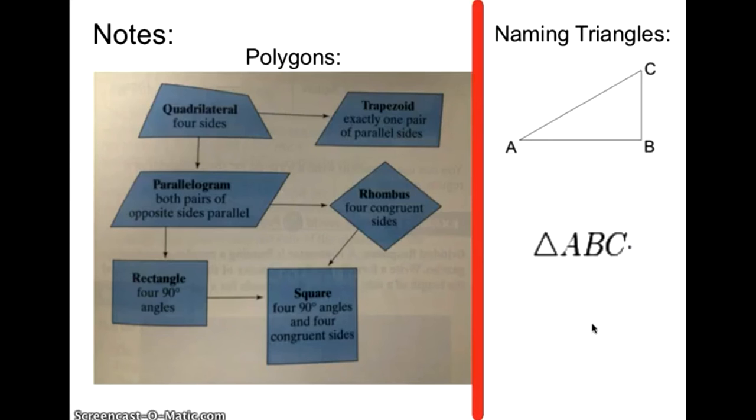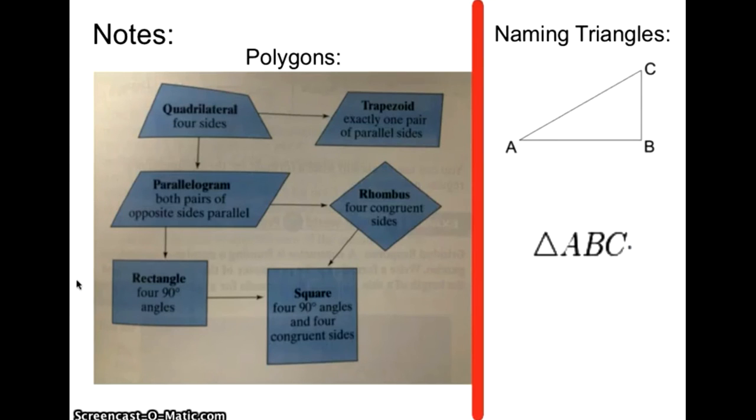A quadrilateral has 4 sides. A trapezoid has exactly 1 pair of parallel sides. Notice that it also has 4 sides. So this trapezoid is a trapezoid and it's also a quadrilateral. A parallelogram has 4 sides, so it is a quadrilateral, but what makes it specifically a parallelogram is that both pairs of opposite sides are parallel. So the top is parallel with the bottom, and the right-hand side is parallel with the left-hand side. So it is a parallelogram, but it's also a quadrilateral.